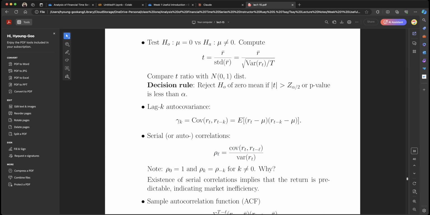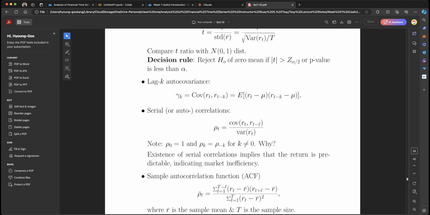Note that rho 0 is 1 and rho k is rho minus k, because we can change the order. For k equals 0, why? Well, you can check it. Rho 0 means that they are the same, right? The denominator is the same, and for k minus k, if you plug in k, you basically get the same number. So the existence of serial correlation implies that the return is predictable, indicating market inefficiency.